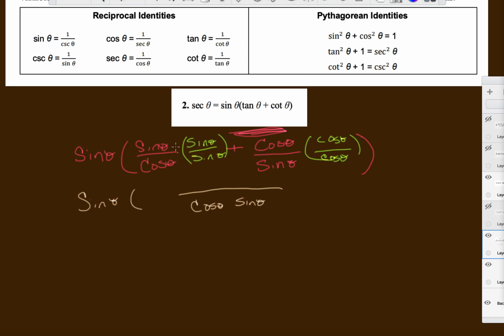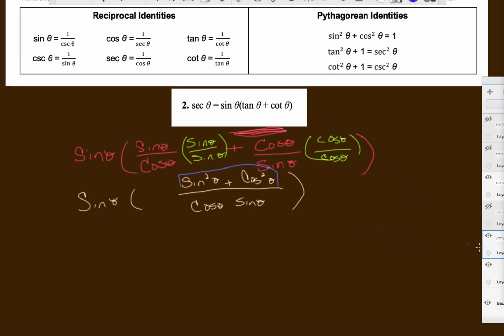And then we'll have sine times sine is sine squared plus cosine squared theta. Well, if we look at our Pythagorean identities, sine squared plus cosine squared, look at that, in the right order and everything. What does that equal? Well, I'll show you that these two things go together and they equal 1.